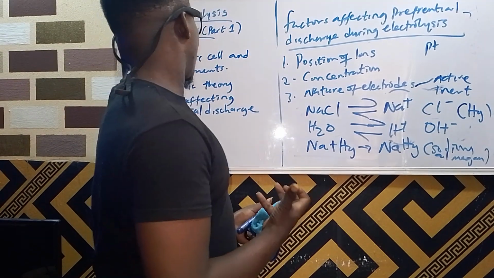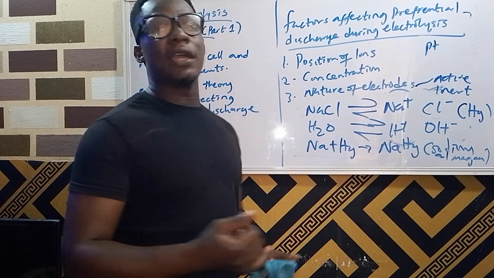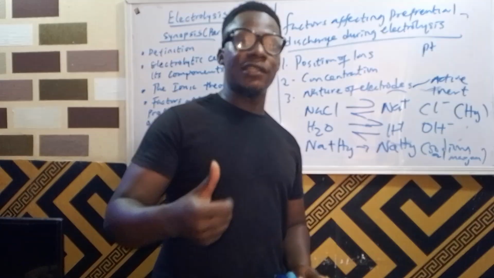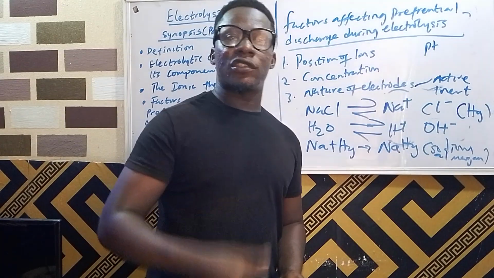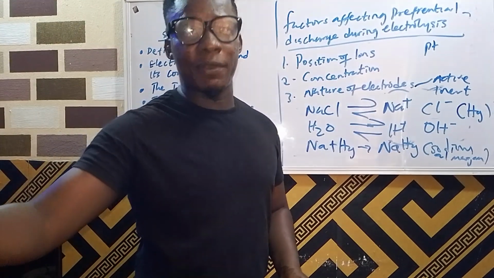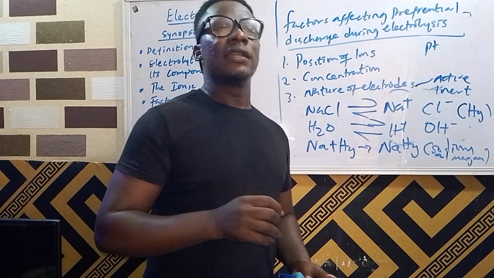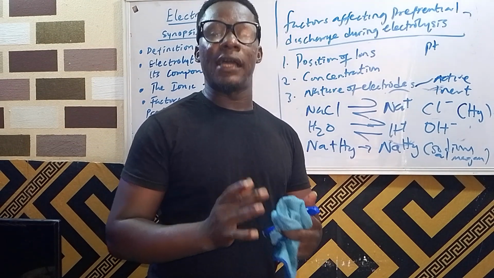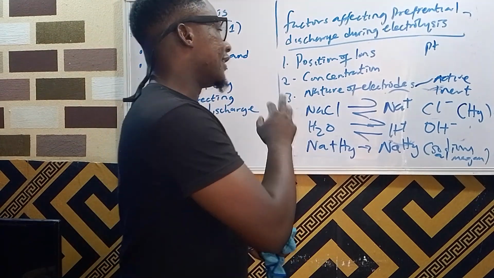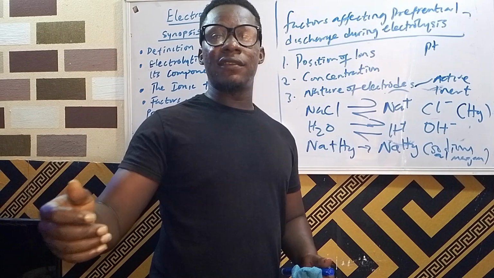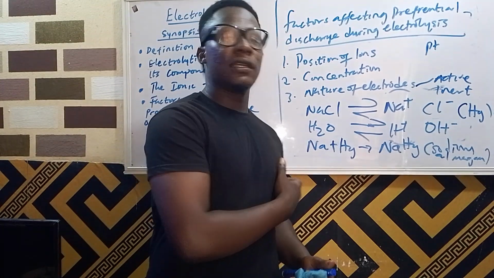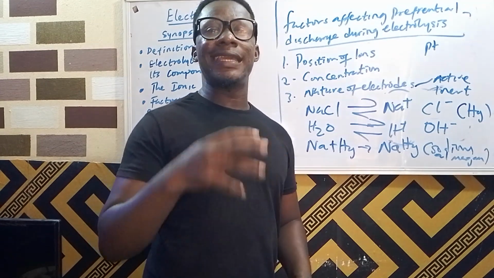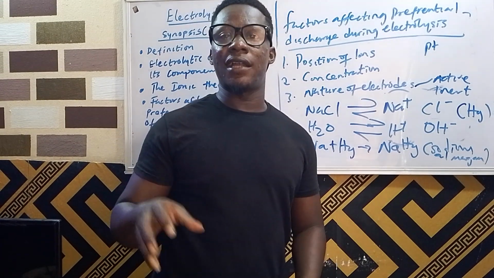So in the factors affecting our preferential discharge, we have the position of ions. I have said that ions that are lower in the series are preferentially discharged. We have concentration. Concentrated ions are preferentially discharged only if the concentrated ion and the competing ion are close together in the activity series. And number 3, the nature of electrodes. We have active electrodes that take part in the reaction. We have inert electrodes that do not take part in the reaction. So when you are choosing electrodes, you have to take inert electrodes in order to get the desired result.